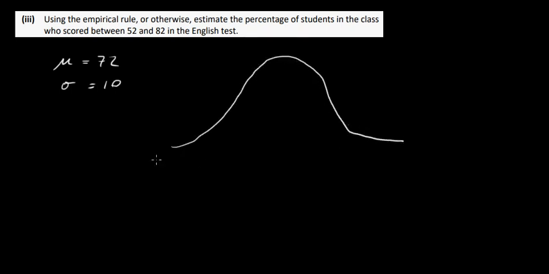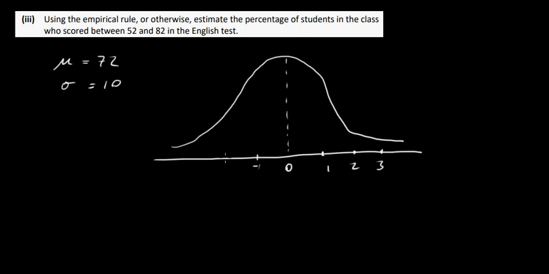Now, using the empirical rule, or otherwise, estimate the percentage of students in the class who scored between 52 and 82 in the English test. So in the English test, by the way, mu again is 72, the average was 72, and the standard deviation was 10. Now if we just have a look at the standard normal curve again, look at the empirical rule here. The empirical rule just talks about 1 standard deviation, 2 standard deviations, 3 standard deviations from the mean. So -1, -2, -3 standard deviations.